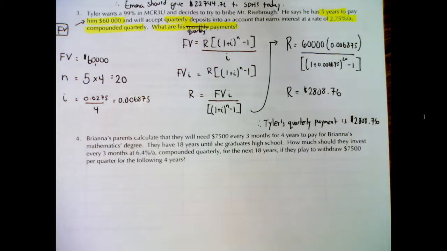Okay, one last question. It's about Brianna's parents calculating how much her math degree is going to cost. I need you to try that one on your own. See if you can figure out whether it's future value or present value, and whether you're solving for the payment or the future or present value, and then try to solve for it.